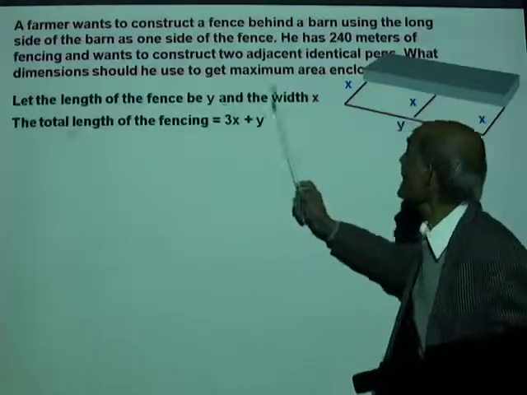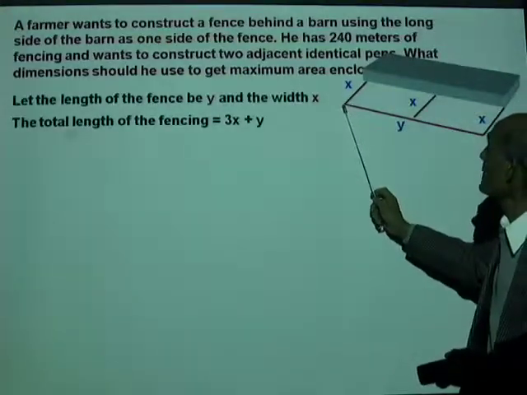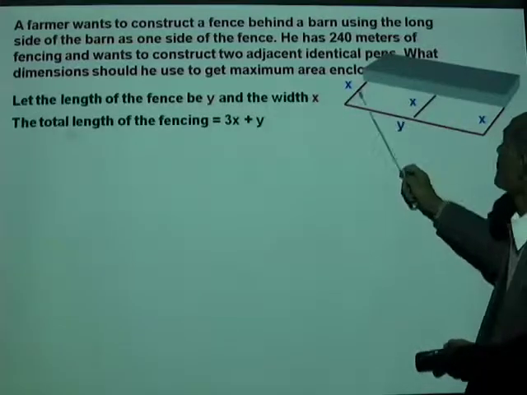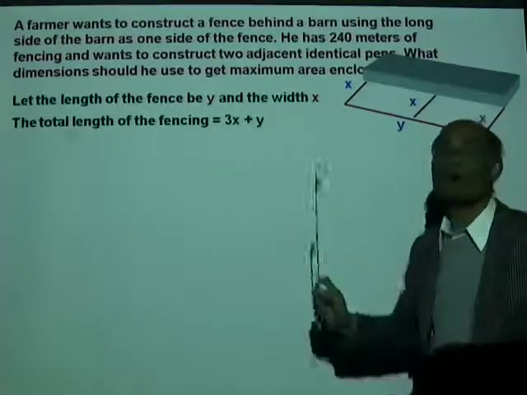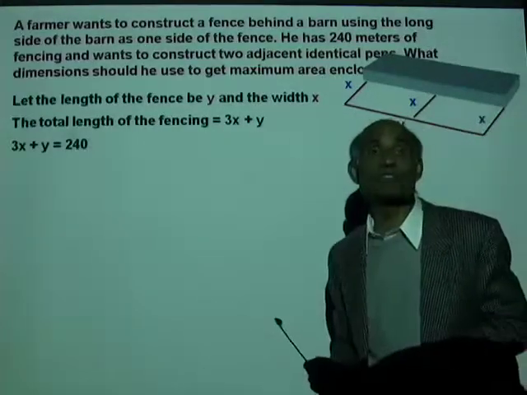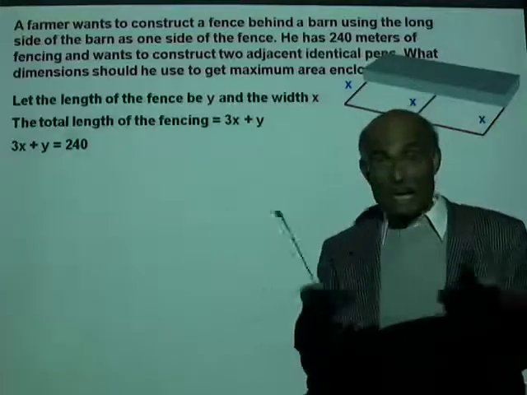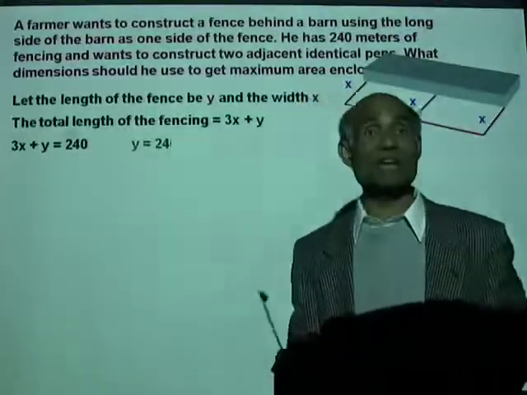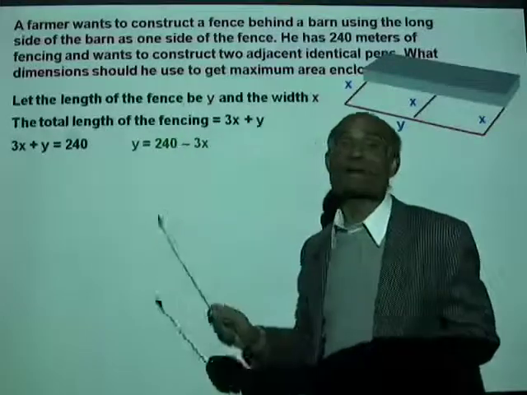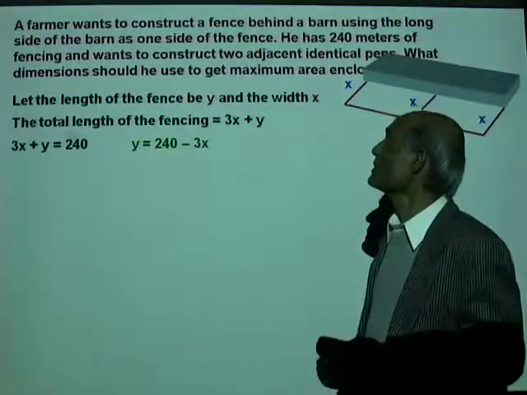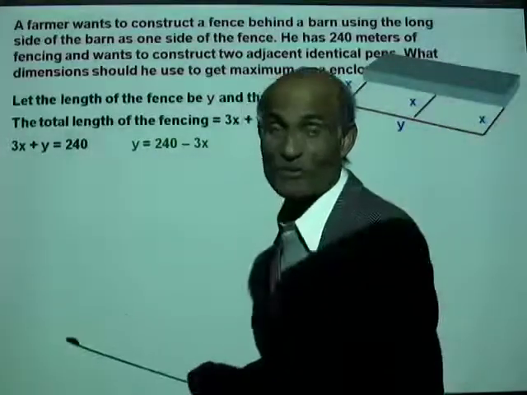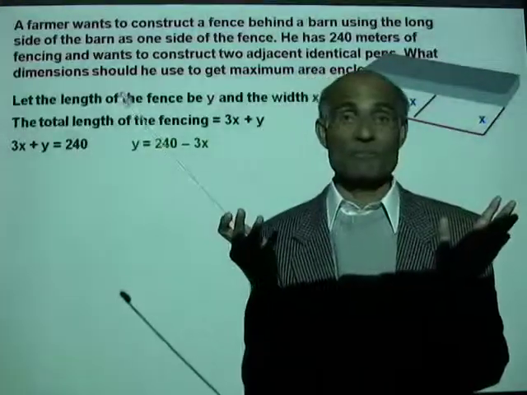Then the total length of the fencing, look at that. Total length of the fencing is y plus x plus x plus x, which is 3x plus y. And that 3x plus y should be equal to 240, because that is the amount of fencing that he has. And solve this equation for y. Therefore, y equal to 240 minus 3x. Alright, we have now established a relation.